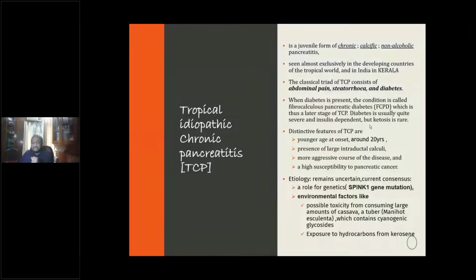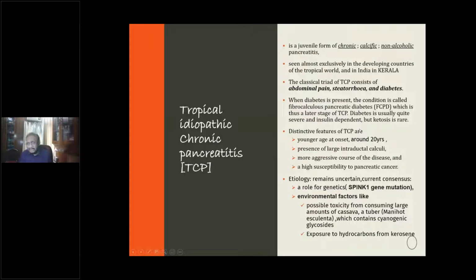The other distinctive features of TCP include a very young age at onset. Remember, I told you the average age was what? 40 years, right? Here it sets in at 20 years. Number two, presence of large intraductal calculi. Number three, a very aggressive course of the disease. And number four, a high susceptibility to pancreatic cancer. These are the features which set it apart from routine chronic pancreatitis. In routine chronic pancreatitis, you will not have these features, or you have them in smaller measures as compared to a patient of TCP or tropical chronic pancreatitis. The etiology remains uncertain.